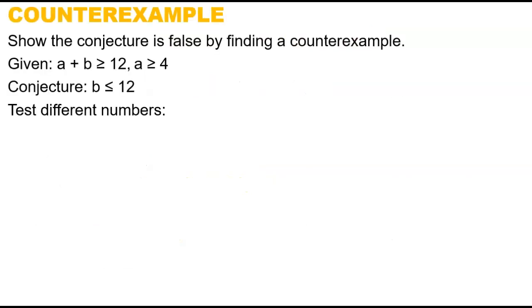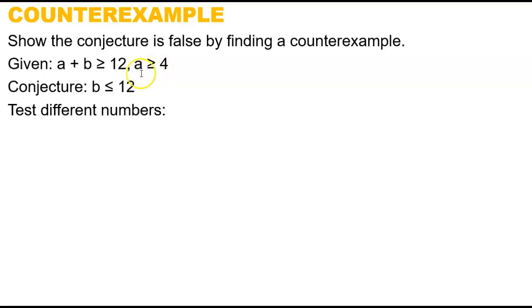So let's look at this example here. Show the conjecture is false by finding a counterexample. We just need one instance where our conjecture is not true. So test different numbers. Where you're given that A plus B, we're going to pick a number for A and a number for B. When we add them together, we want them to be greater than or equal to 12. And we also want A to be greater than or equal to 4.